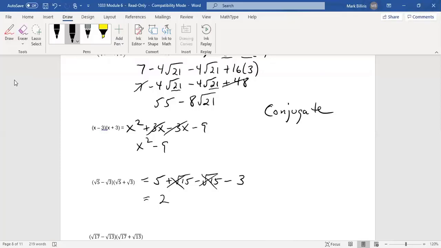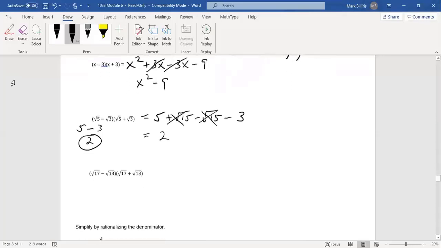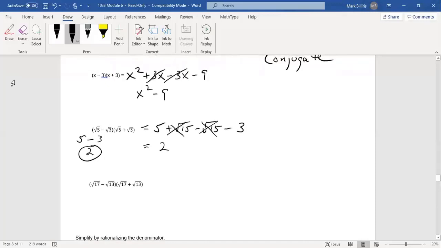Well, if we know our middle term is going to be eliminated, notice what we have here. If I multiply the first term times the first term, the square root of 5 times the square root of 5, that removes the radical sign, that's 5. And if I multiply the last two terms together, so a negative times a positive is a negative, square root of 3 times the square root of 3 is 3. The answer is 2. So all I really needed to do in this problem, since I've identified them as being conjugates of one another, is just multiply the first two terms together and the last two terms together.